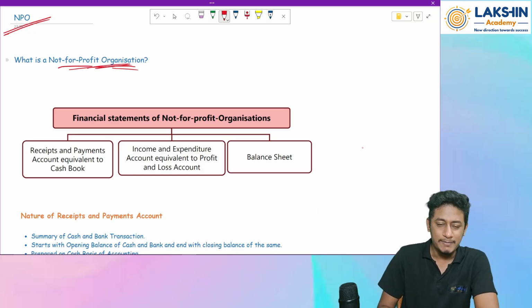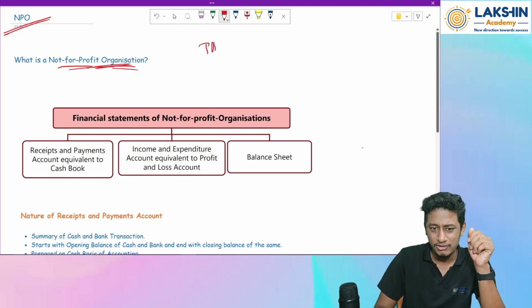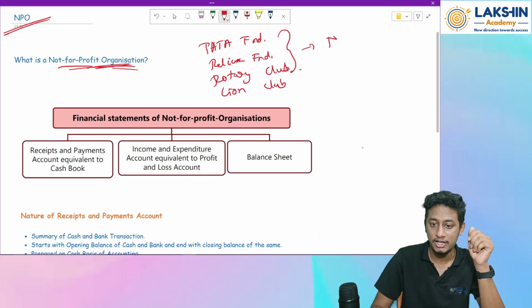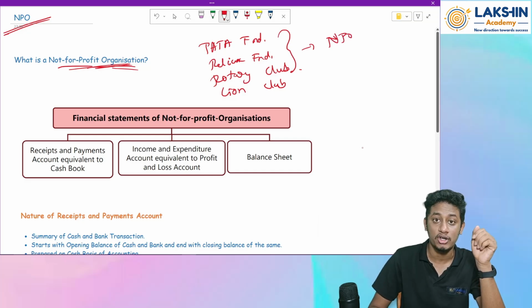So some examples of non-profit organizations. So we have Tata Foundation. Heard about Tata Foundation? Then we have Reliance Foundation, Rotary Club. We have Lions Club. So all these come under what? Under NPO, not for profit organizations.